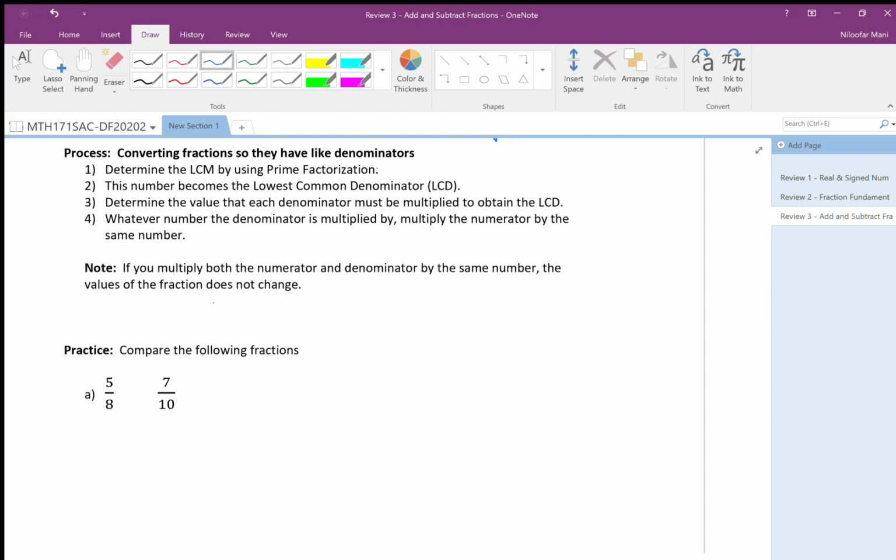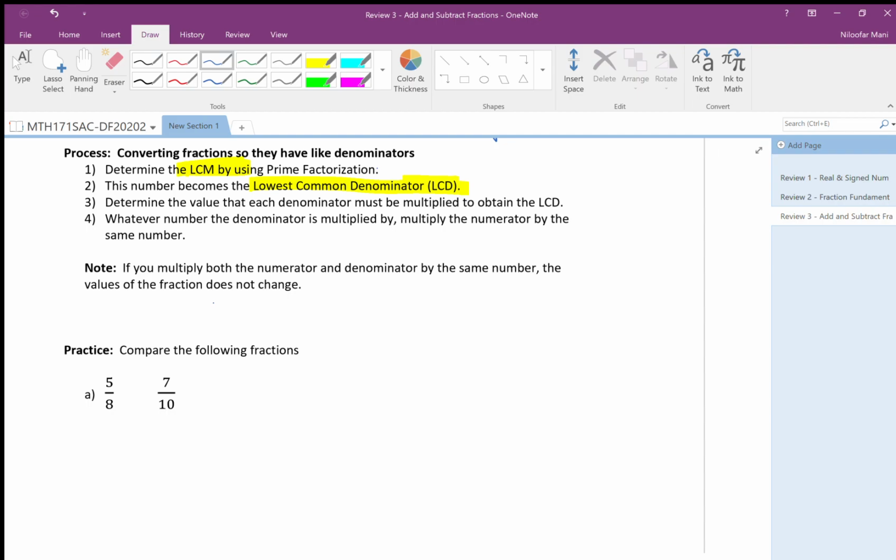So let's read the process. However, I don't want you to memorize the process; I want you to learn. Determine the least common multiple for the denominators. Because I have denominators, I call it the least common denominator, because we are working with fractions, not just two numbers.